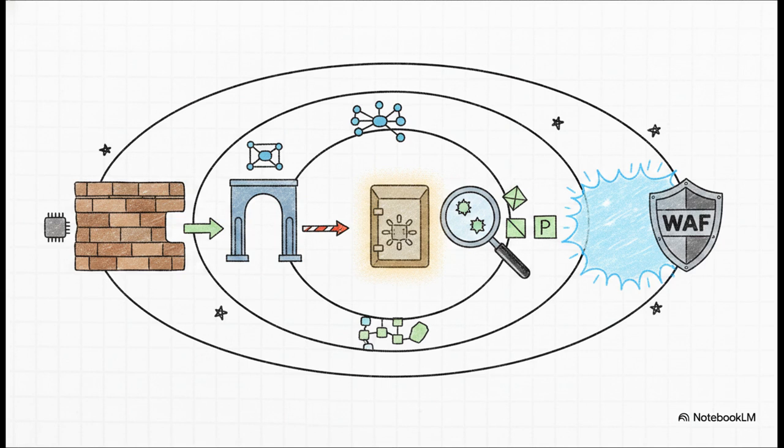You've got the hardware layer locking down Ethernet, the network layer inspecting IP packets. You have HTTP proxies filtering web pages, and you've got web application firewalls, or WAFs, hunting for malicious API traffic. It's basically a series of highly specialized security checkpoints.